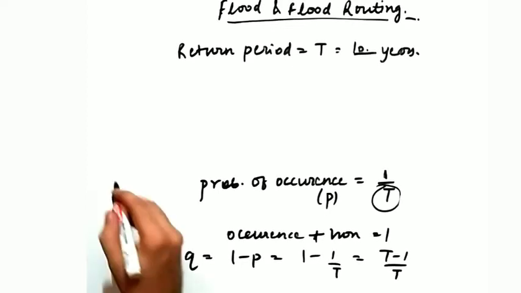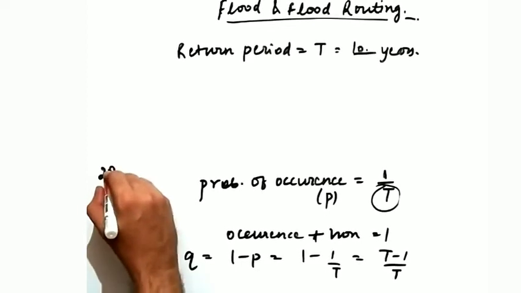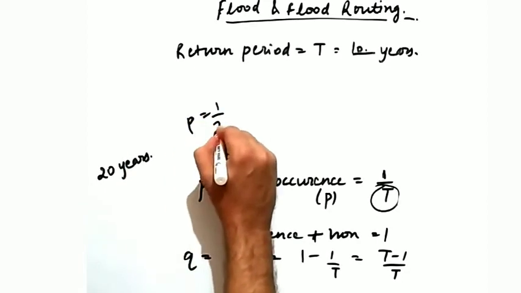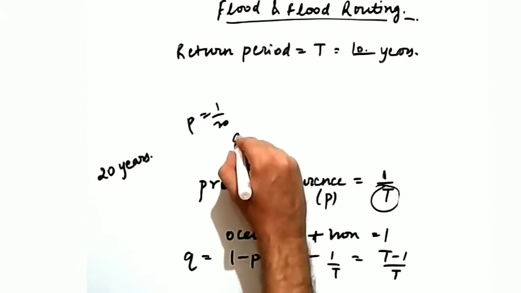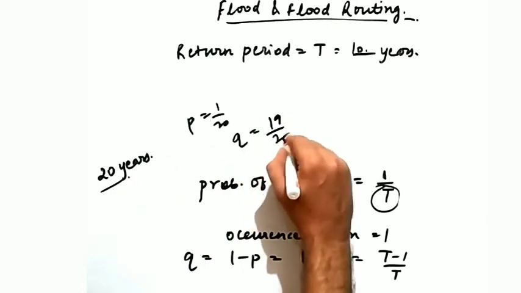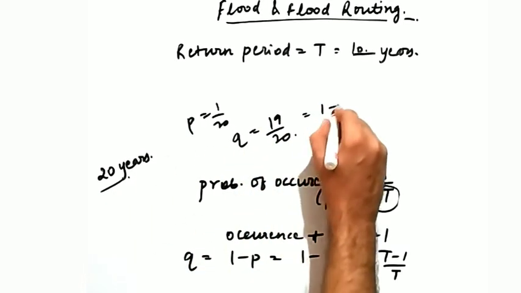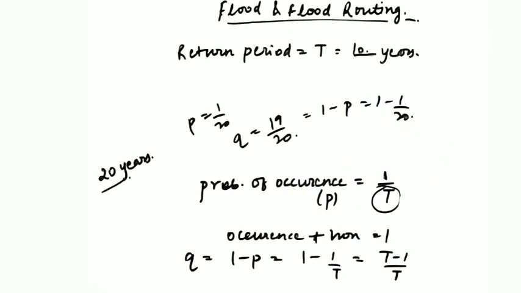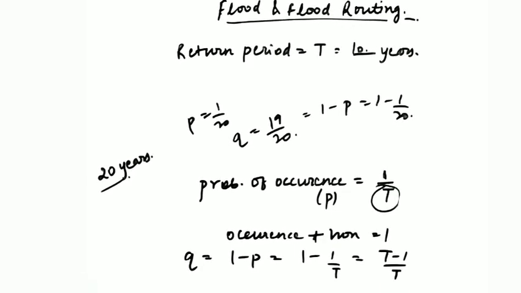If I say that a flood has a return period of 20 years, then the probability of its occurrence will be 1 by 20 and the probability of non-occurrence will be t minus 1, that is 19, divided by t. Or you can also calculate it by 1 minus p, that is 1 minus 1 by 20, which also leads to 19 by 20. So this is the probability of non-occurrence of any particular flood.